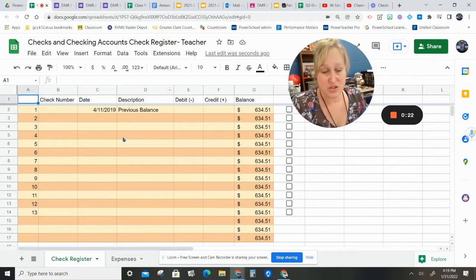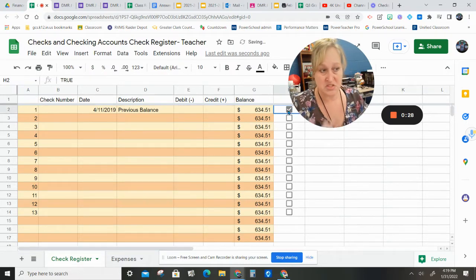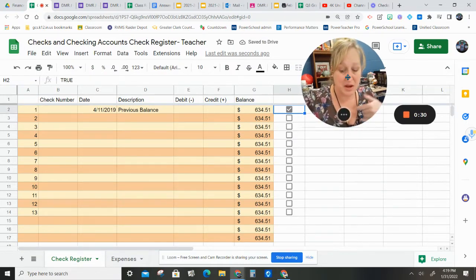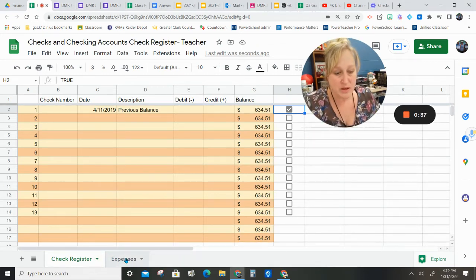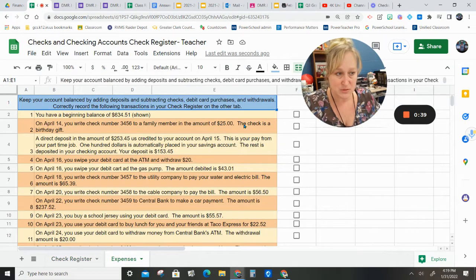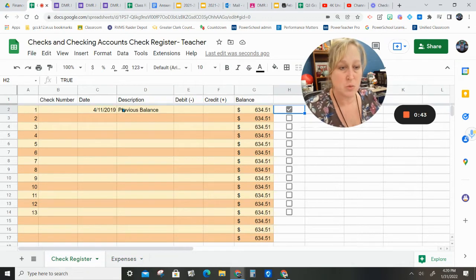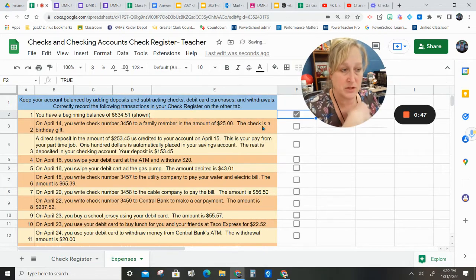So this is a check register. This is where you would record all of your debits, which means minus, or your deposits, which means plus. It's those sorts of things. So if we come across the bottom down here, it tells us what's happening. We have already done number one. As you can tell, number one is done. So I put a check by it over here. I'm going to put a check by it over here.